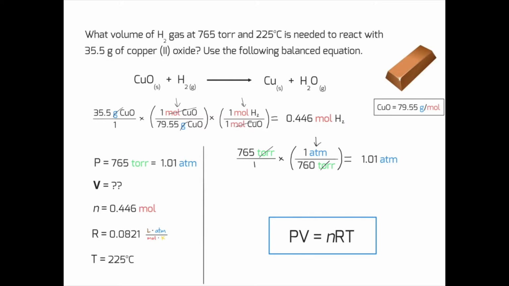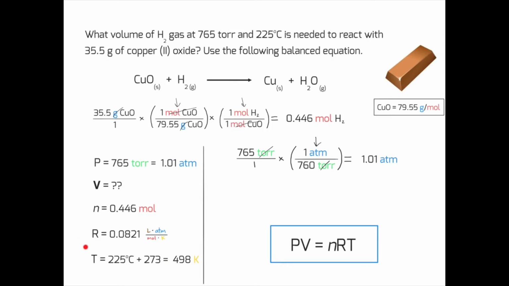Now we need to convert our Celsius to Kelvin, and we do that by adding 273. So we do 225 plus 273, and we get 498 Kelvin. So now that we have everything in the right units, we can go ahead and plug these values into our equation. So our P equals 1.01 atmosphere, so that goes here. V is what we're trying to solve for, so V stays V. Our N is 0.446 moles. R is our gas constant, and T is 498 Kelvin.